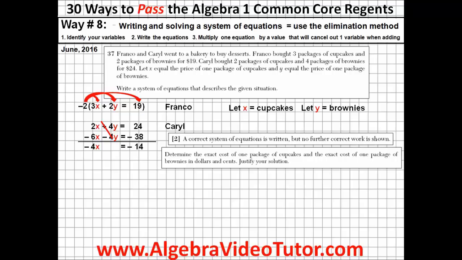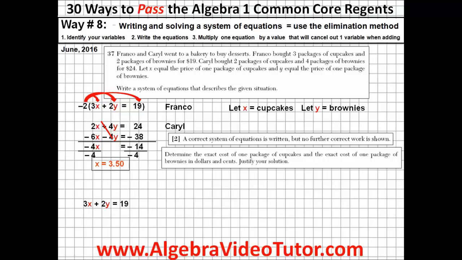Okay, but we're not done yet. That's just one step. Now to get x by itself, you're going to divide both sides by -4 so that x is equal to $3.50. That is the exact cost of 1 package of cupcakes. Okay, x is cupcakes, so now we got 1. Now how do we get the other?